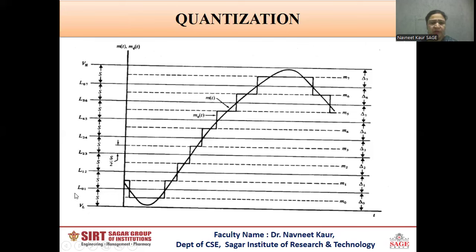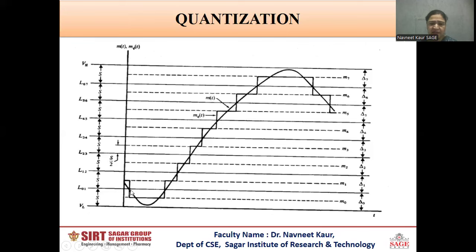Now what we will do, we will form a middle level of all the steps. We can see the dotted lines over here. First is M0, which is the middle level of the first step. Then M1, which is the middle level of the second step. M2, middle level of the third step, and M7, which is the middle level of the eighth step. Now these M0, M1, M2, and M7, all these levels are called quantization levels.